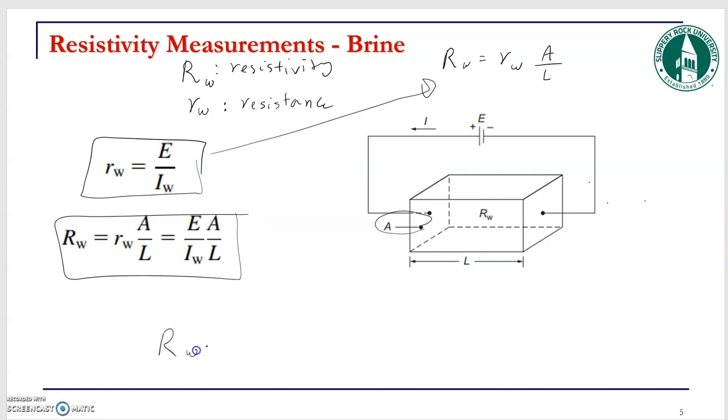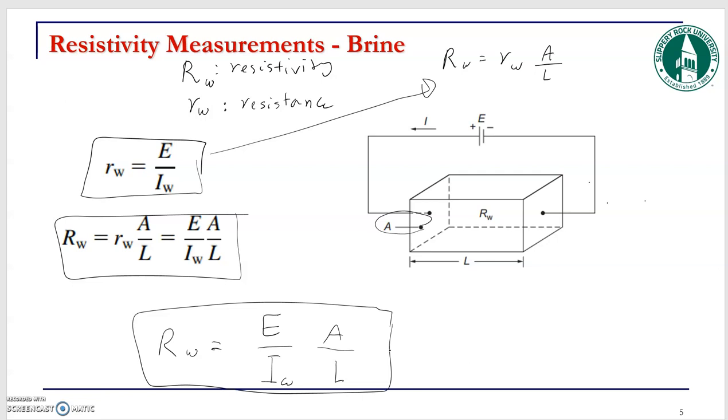So Rw is equal to electrical voltage divided by electrical current that is passing, multiplied by the cross-sectional area of your sample divided by the length of your sample. So this is the resistivity equation for brine. Now, how do we find these brine resistivities?